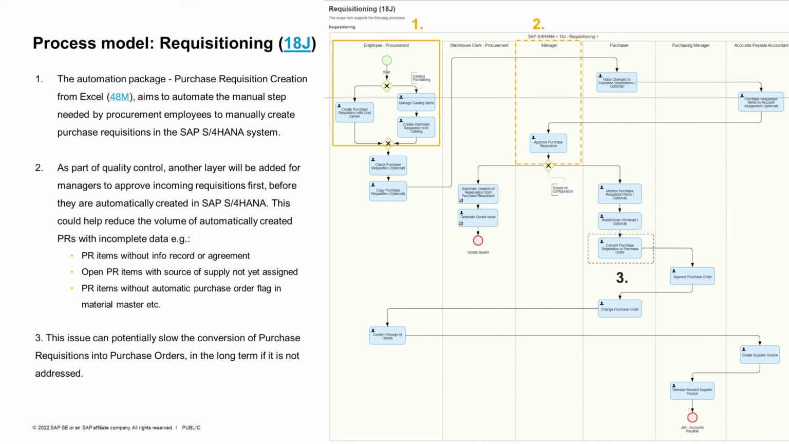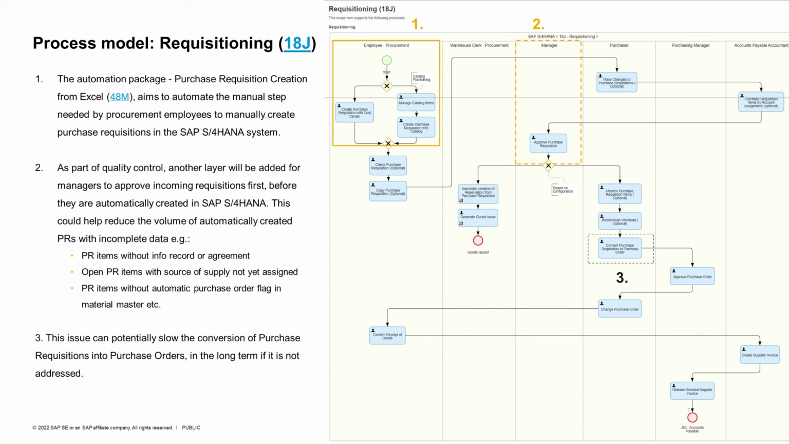What we did as part of quality control was to add an additional layer of approval and input forms so that the managers can approve incoming requisitions first before they are automatically created in SAP S/4HANA. This is where we want the human manager to step in to intervene, because it helps reduce the volume of automatically created purchase requisitions with incomplete data, such as what we saw in the first demo, where the purchase requisition items did not have info records or sources and suppliers.